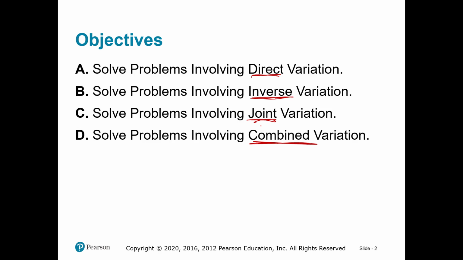Now, each of these means a certain operation that we're going to be working with. Direct variation will be working with multiplication. Inverse variation means we're going to be working with division. Joint variation is also a multiplication problem. Combined, well, if I'm combining A, B, and C, these objectives, then I could be dealing with multiplication and division. So let's take a look.